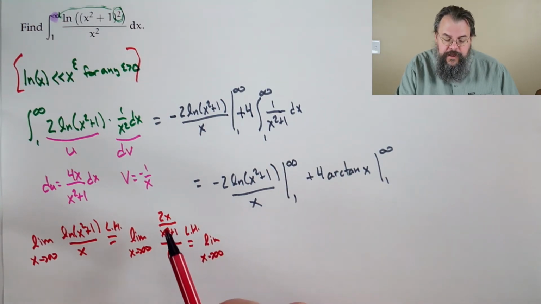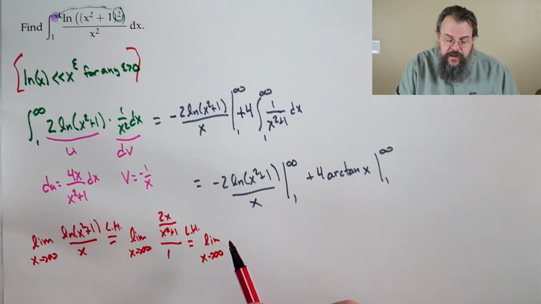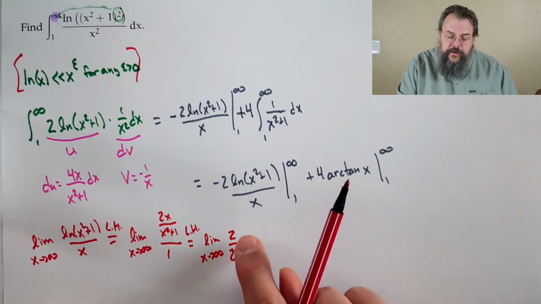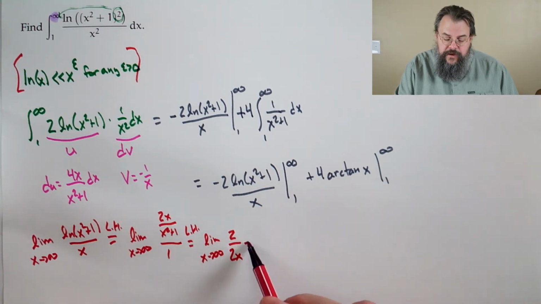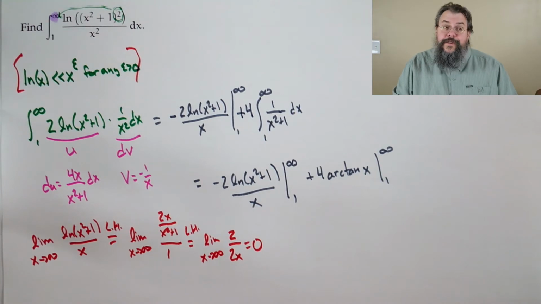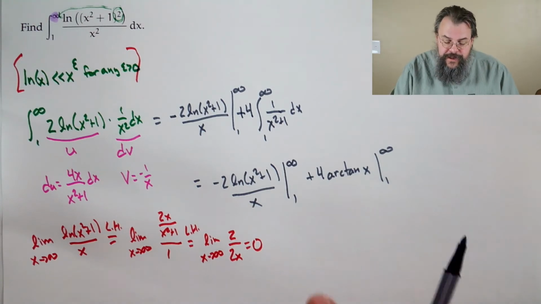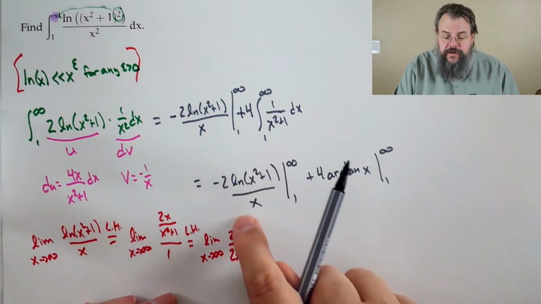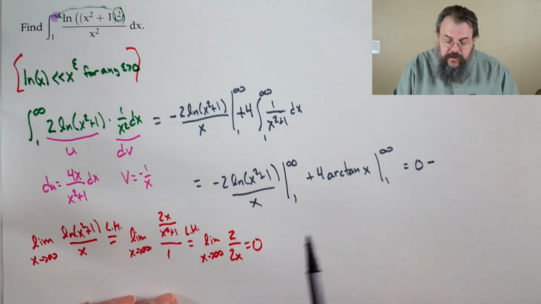Limit as x goes to infinity. And again, I'm just thinking of this expression, 2x over x squared plus 1. You would get 2 over 2x. And now, say, well, 2 is finite, 2x is getting huge. So it goes to 0. So, what does that say? Continuing on in our computation, that says that when we plug in infinity, so as we go to infinity, this expression here goes to 0. So we're going to get 0, subtract, plug in 1.